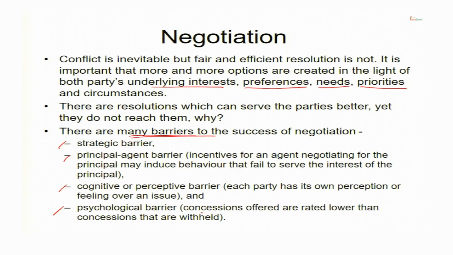This is very interesting. Concessions offered are rated lower than concessions that are withheld. Go to a market. Ask the price of a product. He will say 200 rupees. You bargain. You say, I want it for 100 rupees. If he immediately agrees, you will not purchase it. Because concessions offered are not respected. The concessions not offered are seen with suspicion. This is psychological barrier. So, these are the barriers which have to be overcome.